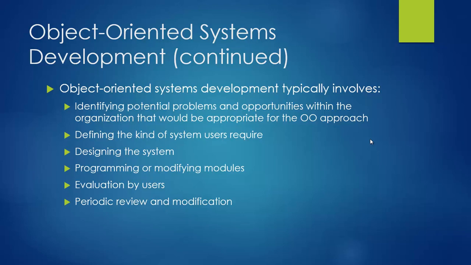Object-oriented systems development typically involves identifying potential problems and opportunities within the organization that would be appropriate for the object-oriented approach, defining the kind of system the user requires, designing the system, programming or modifying modules, evaluation by users, and periodic review and modification.